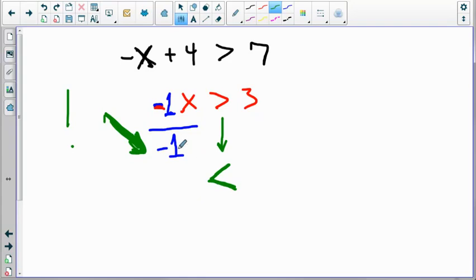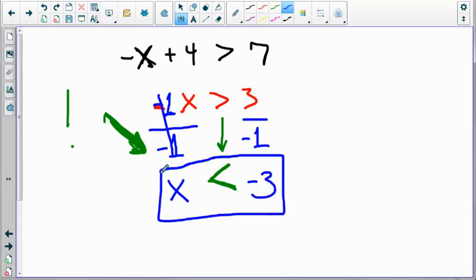All right, so now that I flipped the sign, I can go ahead and finish this thing up. I divided this term by negative 1. I need to divide this term by negative 1. These cancel. X is greater than, what's 3 divided by negative 1? Well, it's negative 3. That I can graph. Okay, so there's our first example. Let's look at another.